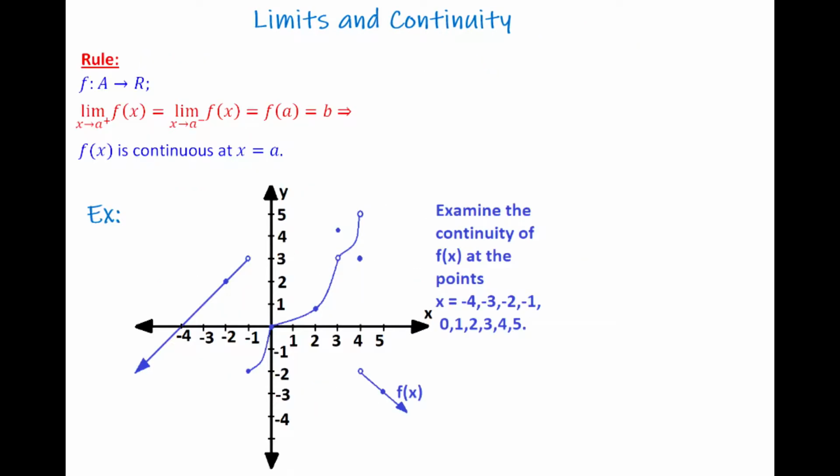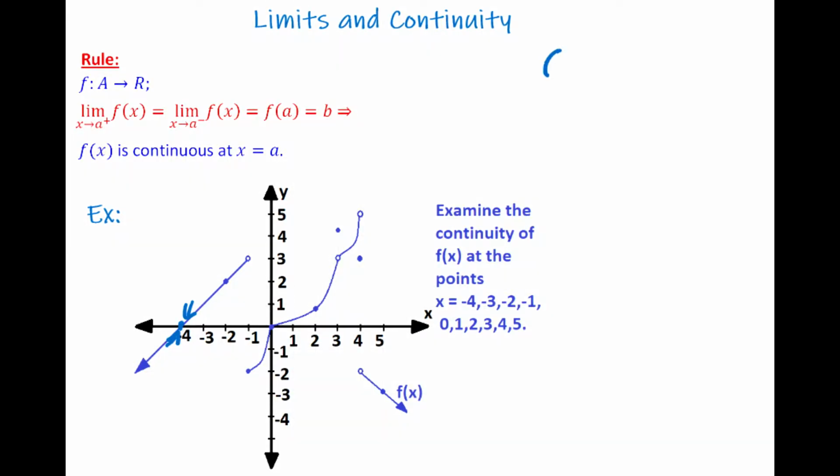Okay guys, in this question it says examine the continuity of f of x at the points x is equal to -4, -3, -2, -1 and up to 5. So the function is here, and as you can see at the point x is equal to -4 there is no jump. All the points are filled. That means if we approach -4 from the left and then from the right, there is no jumping, all the points are filled as well. So that means it is continuous.